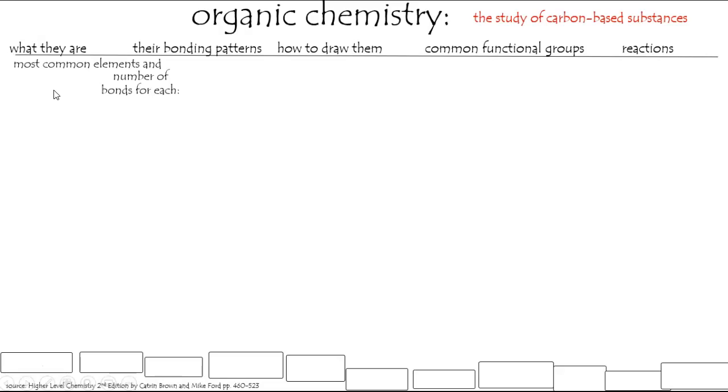We have to include carbon, but if we also include hydrogen, oxygen, and nitrogen, we've covered the vast majority of organic substances and what's present in over 95% of our own bodies. They have a simple bonding pattern. Hydrogen tends to form one bond, oxygen two, nitrogen three, and carbon four.